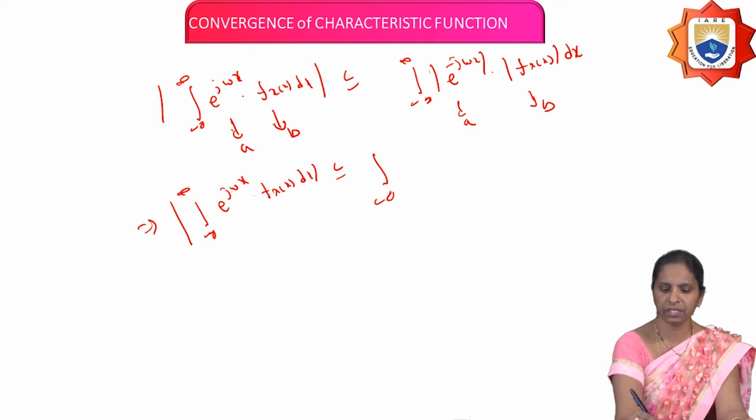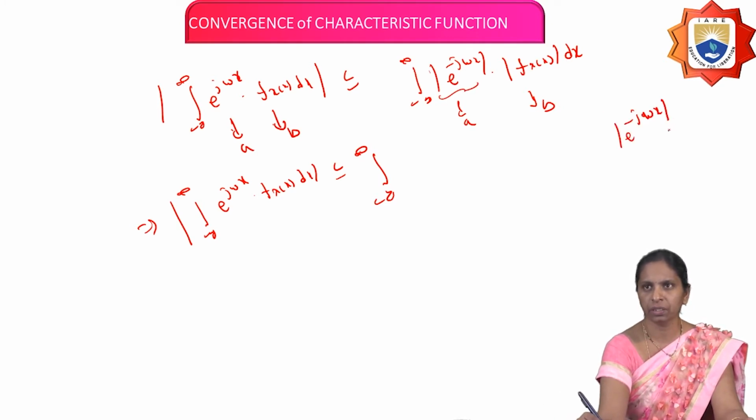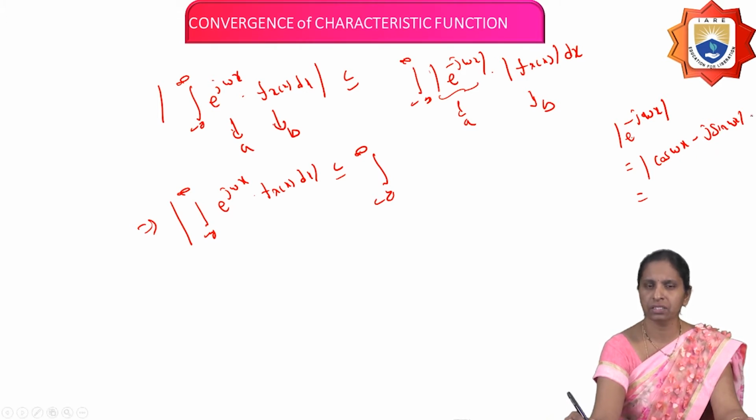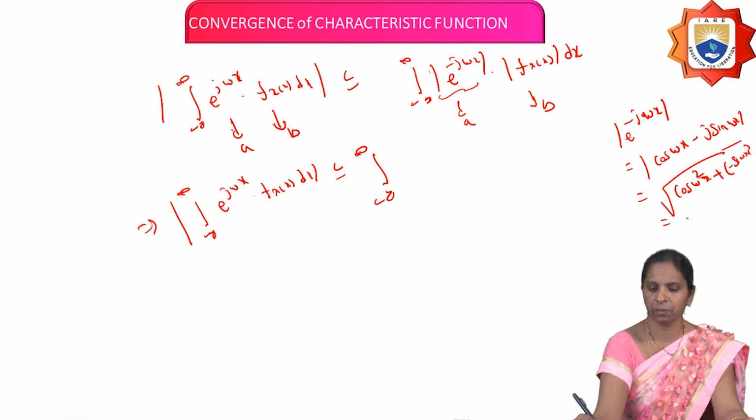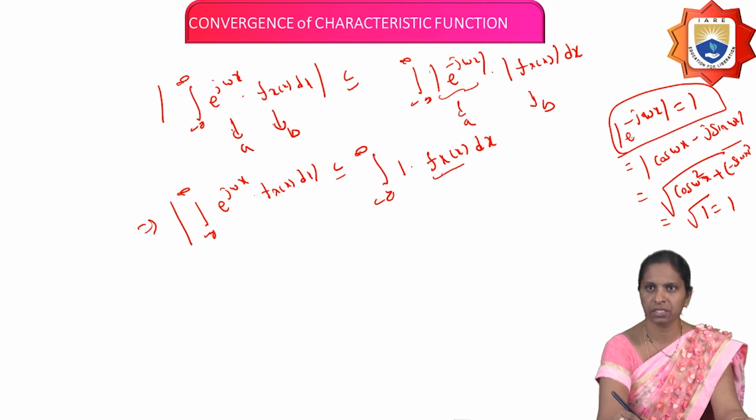Now what is mod of e power minus j omega x? How can you write e power minus j omega x? It is cos omega x minus j sin omega x. Now what is mod of a minus ib? It is the square root of a square plus b square. So the square root of the real part square plus the imaginary part, minus sin omega x, squared. That is the square root of cos square theta plus sin square theta, which equals 1. Therefore mod of e power minus j omega x equals 1, and what remains is f x of x dx. Since it is positive, I write mod of f x of x as f x of x.